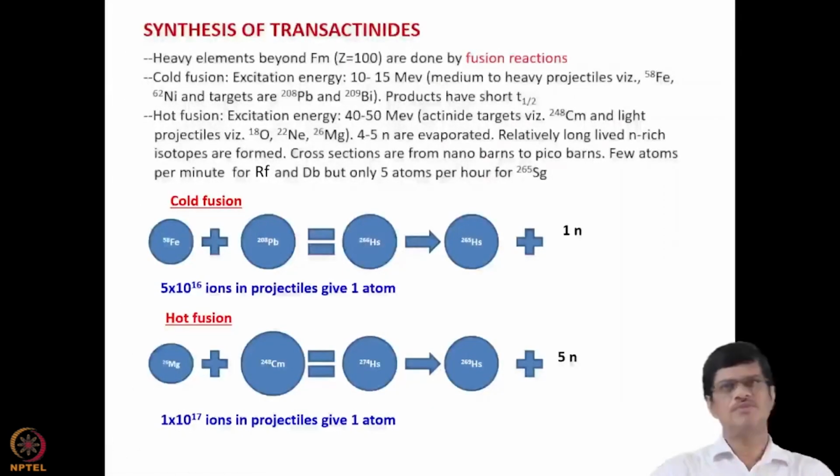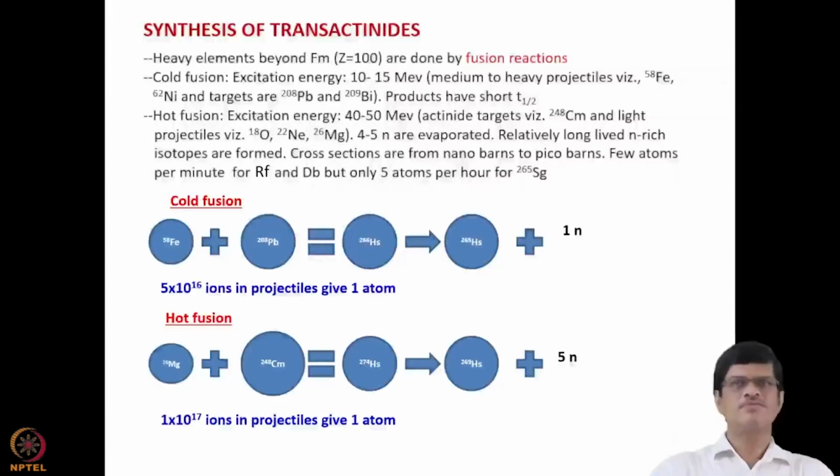Now coming to the synthesis of the transactinides, heavy elements beyond fermium, that is Z equal to 100, they are made by fusion reactions, and up to fermium, these are made by neutron capture reactions in nuclear reactors or by in-pile reactions. Now there are two types of fusion reactions. One is the cold fusion, where the excitation energy is relatively less, that is 10 to 15 MeV.